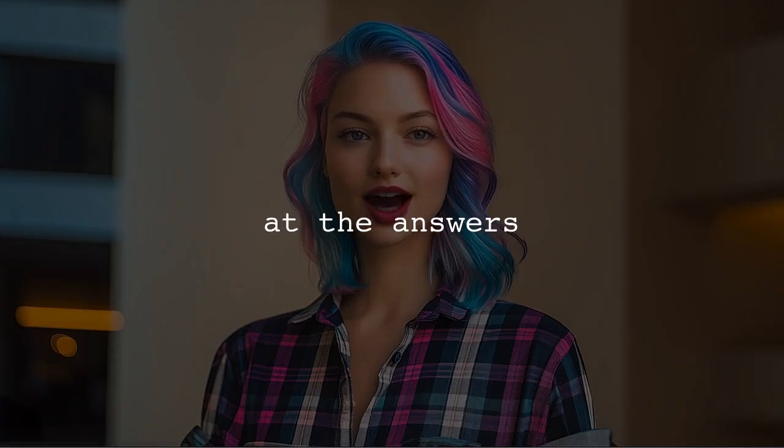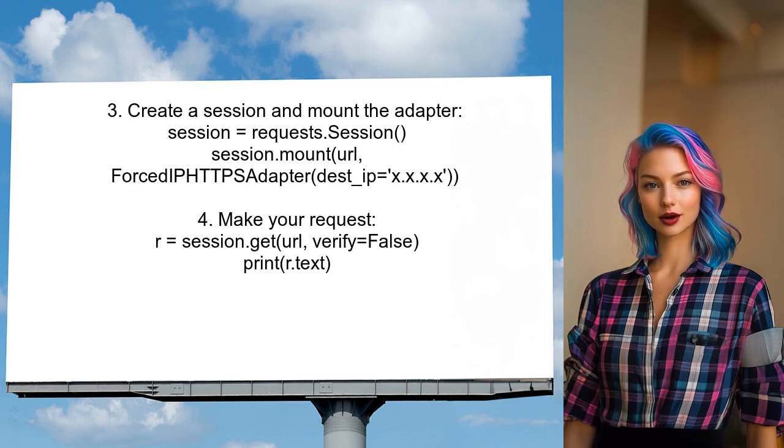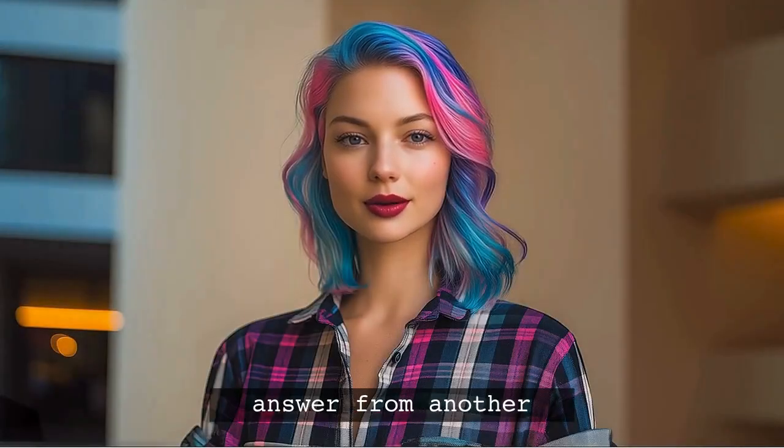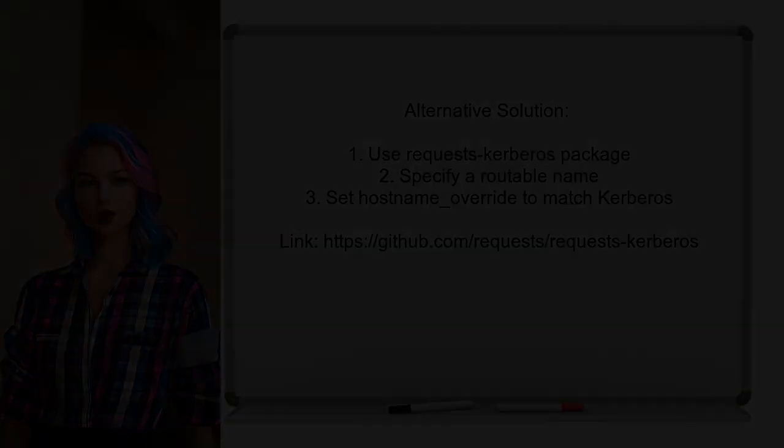Now let's look at the answers provided by other users. An alternative solution involves using a module called force-https adapter. This module allows you to specify a destination IP address for your requests, similar to curl's resolve flag. Now, let's dive into a different answer from another user. One alternative solution is to use the requests Kerberos package. This allows you to specify a routable name and set the hostname override value to match what Kerberos expects.